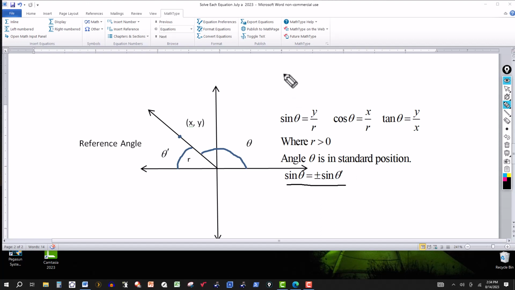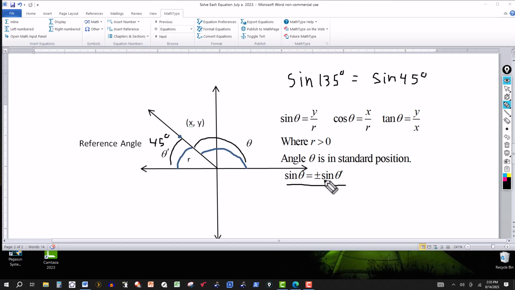So if you look at the sine of, say, 135 degrees. Let's say this is 135 degrees there. Then the reference angle would be 180 minus 135. This would be 45 degrees. The sine of 135 will always be the same value as the sine of the reference angle, which is 45.